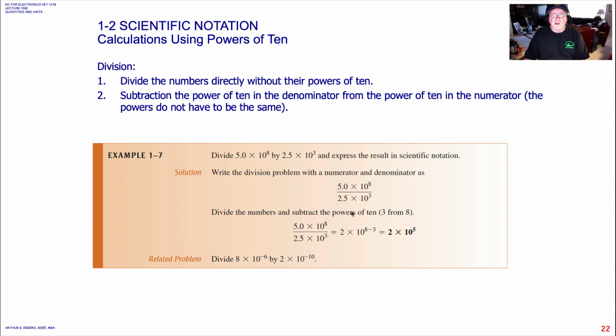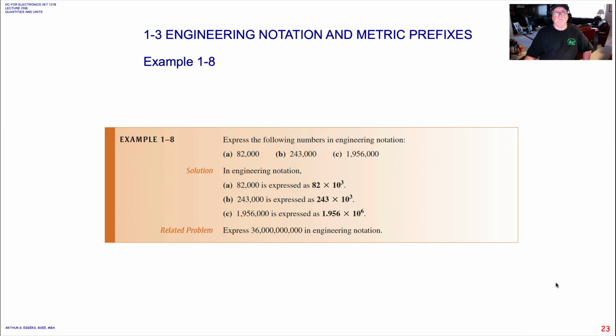Well, you learned in ET111 or in your other associated math class that I can take the exponent, move it into the numerator, and subtract. So 2.5 goes into 5 2 times. 10 to the 8th minus 3 gives me 10 to the 5th. When we're done, we actually have a scientific notation form, 2 times 10 to the 5th.